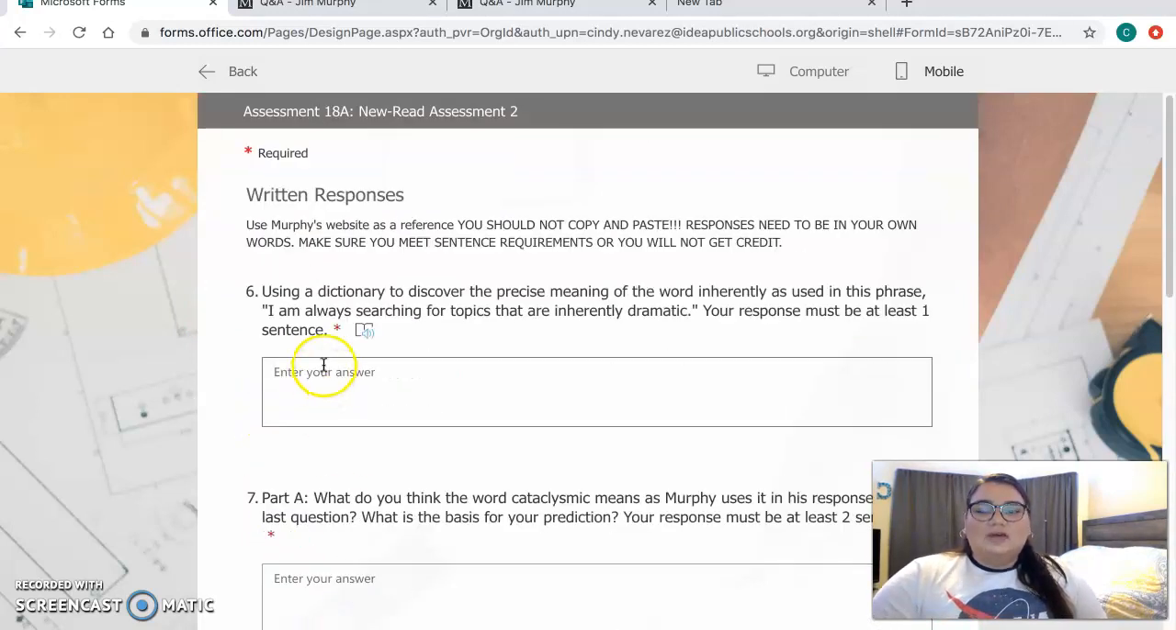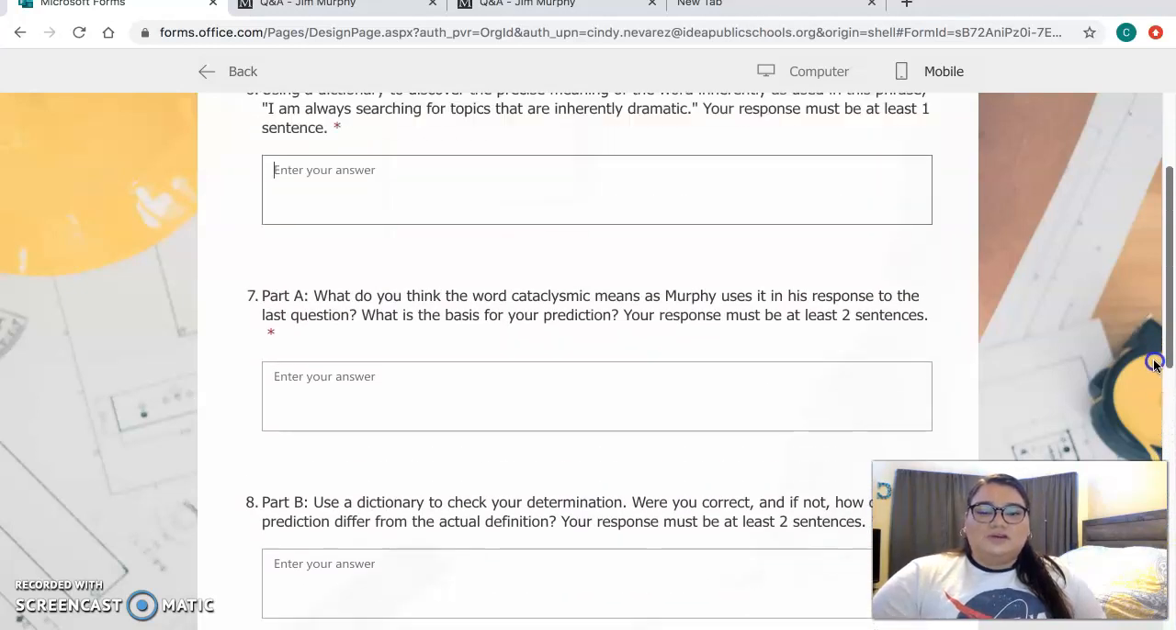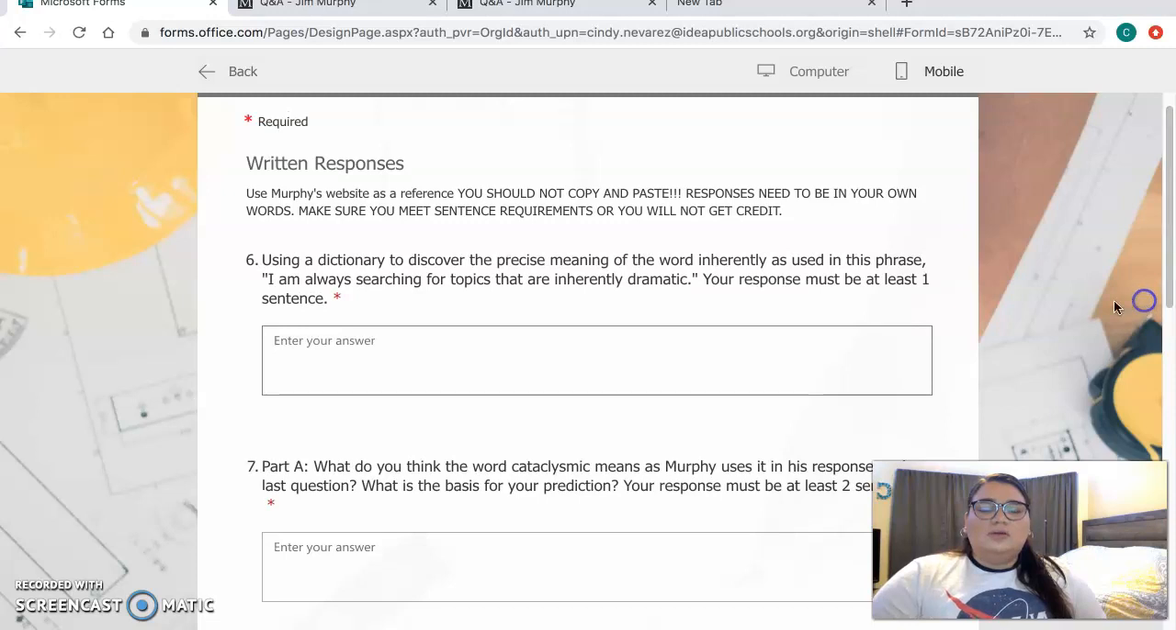I'm just guessing. Okay, so we get to the second part, where it's the written responses, and you have questions 6 through 11. So these are going to take you a little bit longer. But if you follow instructions, it's going to be super easy. So here it's telling you to use Murphy's website as reference. You should not copy and paste. Responses need to be in your own words. Make sure you meet the sentence requirement or you will not get credit. So it's the main thing.